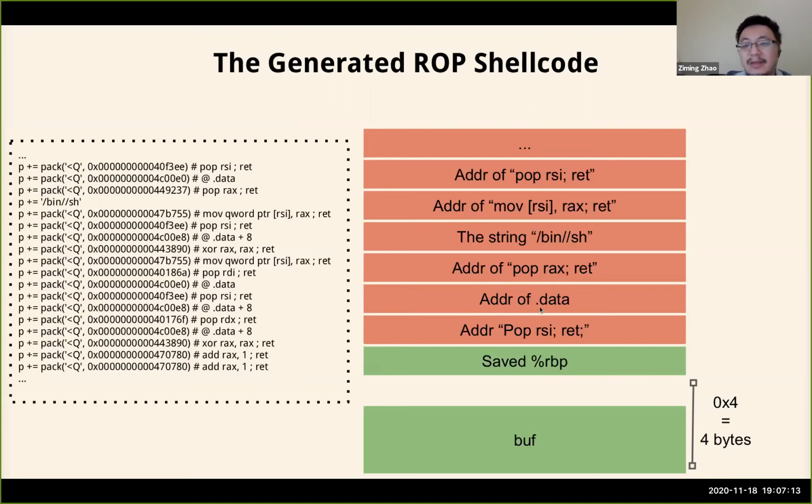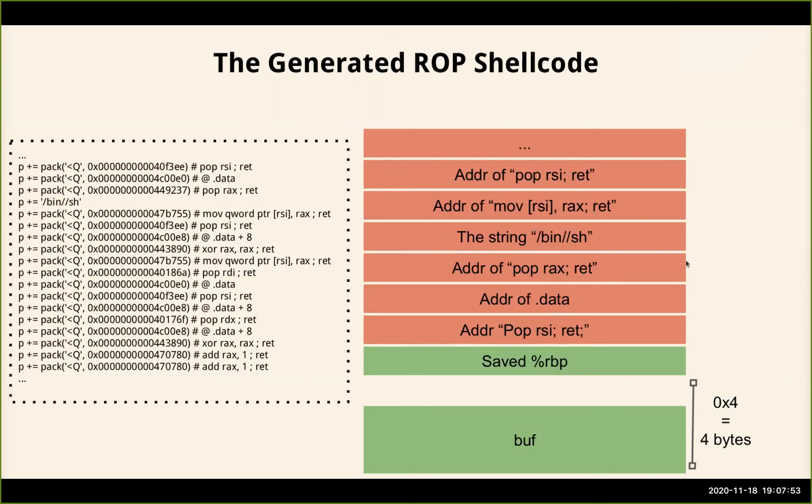The reason we find the .data section is we want to put some data there, and we need a memory region that is writable, and obviously .data is writable. When we do this, we don't really care what global variables are already in the .data section. We may overwrite something there, but it doesn't matter. We don't care about that. Then after that, we pop RSI again, maybe put another piece of data somewhere. There is another data plus 8.